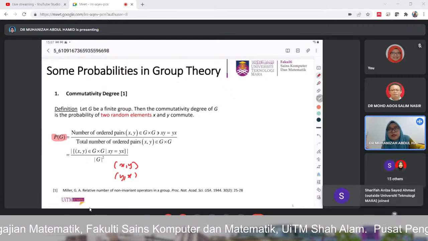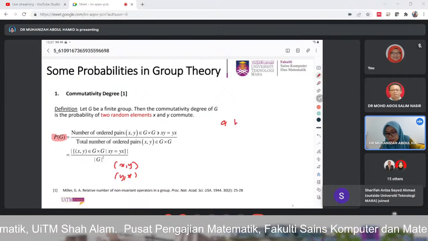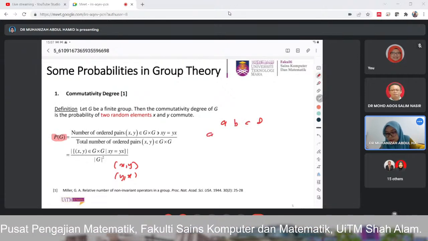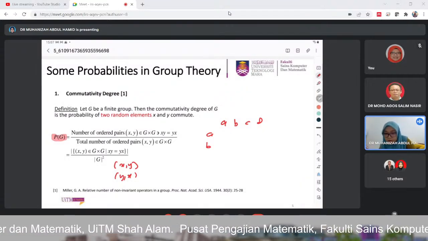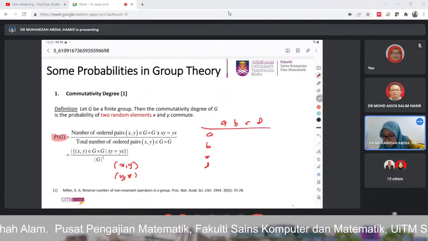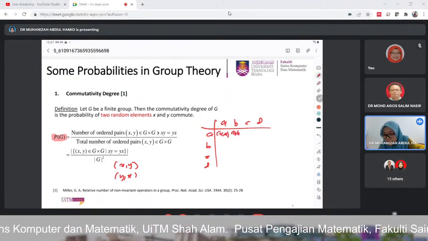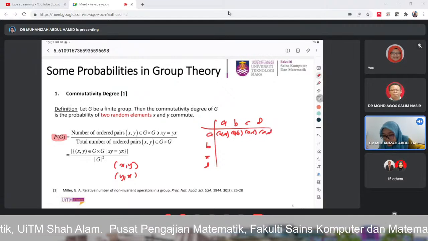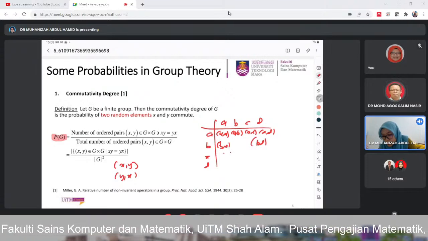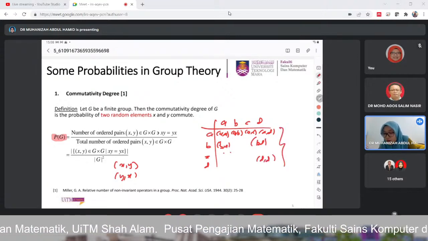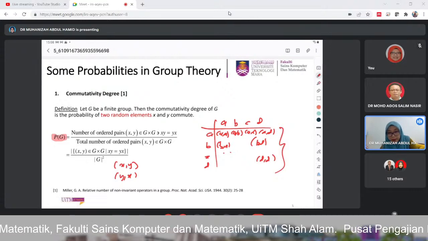Let me give you an example. Let's say we have 4 elements in a group: A, B, C, and D. We're going to find the total number of ordered pairs of this group with order 4. Then you're going to have the first pairs A and A, AB, AC, and AD. And then we'll start with BA until BD. And the last one is D and D. So you're going to have 16 ordered pairs here.